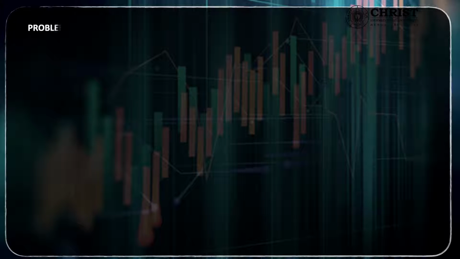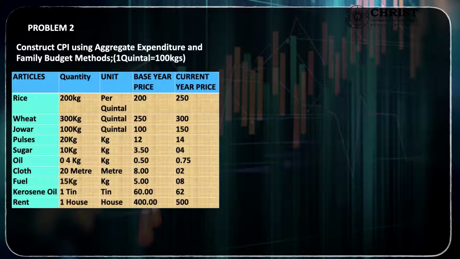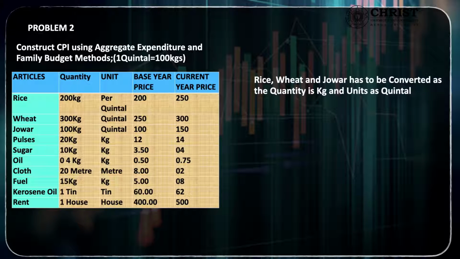Now we'll go for the second problem. Here is the adjustment. Here it is mentioned quantity 1 quintal is equal to 100 kilos. So now the second column and the third column you have to check. Rice, its quantity is 200 kilos, unit is quintal. Wheat 300 kilos, it's quintal, and jowar 100 kilos and it's quintal. So quantity and units are different. If you see the other values, it's the same. Quantity is same and units are same. So the first three items we have to convert. Rice, wheat and jowar have to be converted as the quantity is kilogram and unit is quintal.